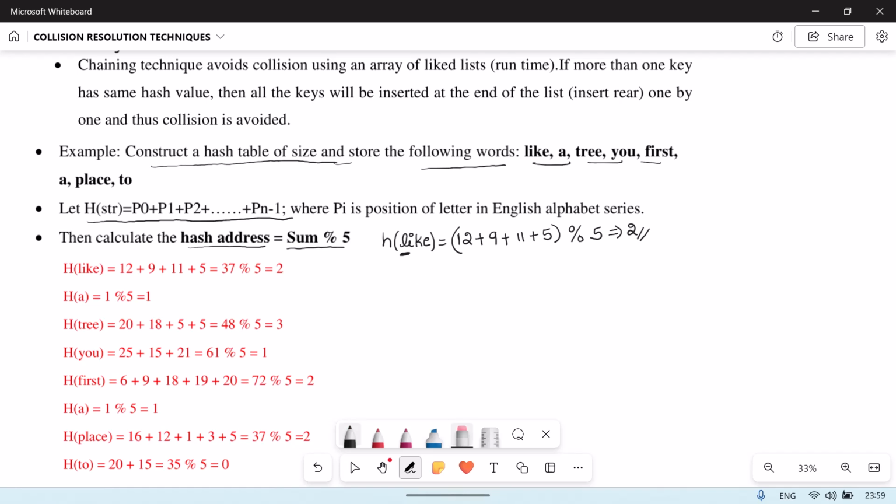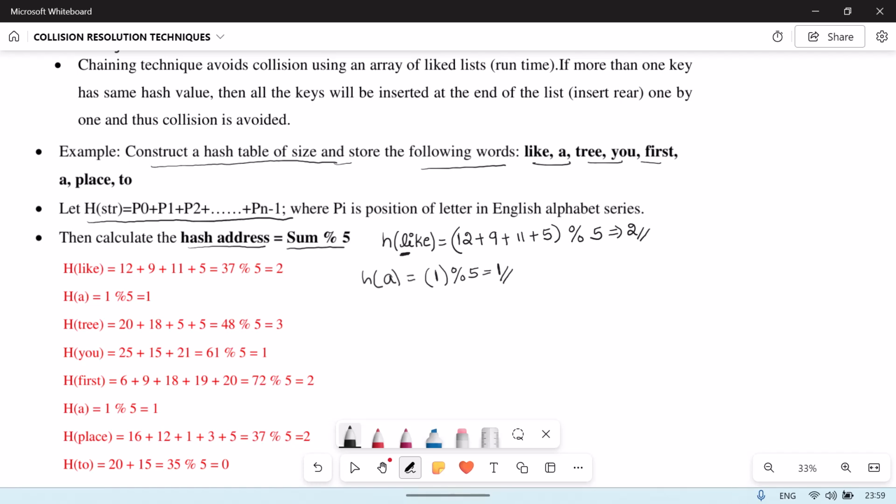Likewise, the next word is only A. So it is h of A. What is h of A? A is the very first letter, so it is 1 mod 5, and 1 mod 5 is 1 itself.